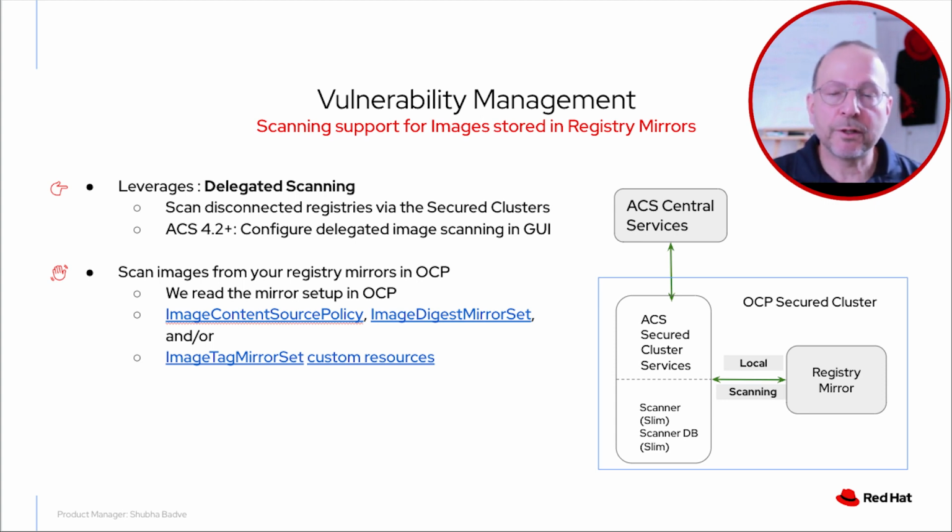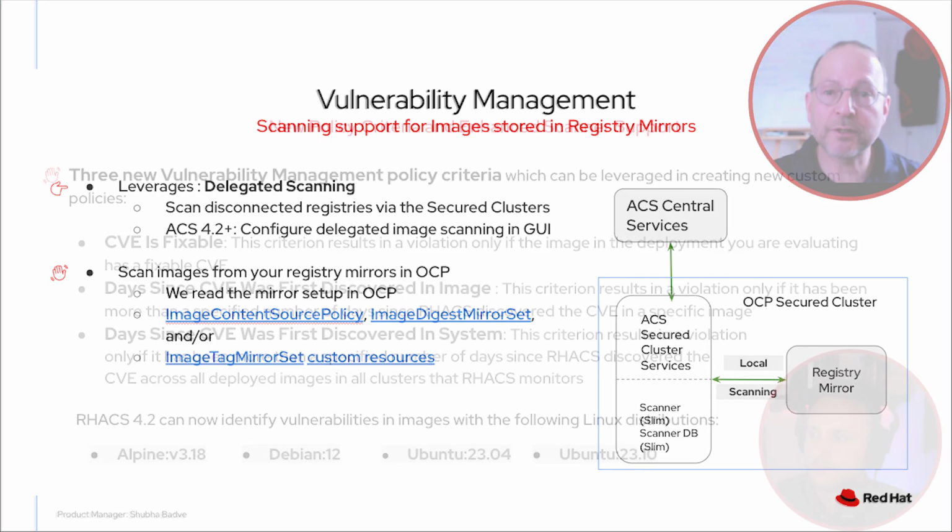They're mirrored. And the nice thing about it is we just read the way you set it up in OpenShift, where you don't have to do anything special, whether you use the custom resources like image content source policy, follow the notes for the details. But there's 3 ways to set it up. 2 of them are actually deprecated in OpenShift, but we still support that. So whichever way you set it up in OpenShift, we're going to read it, and now we're able to scan those registry mirrors in OpenShift.